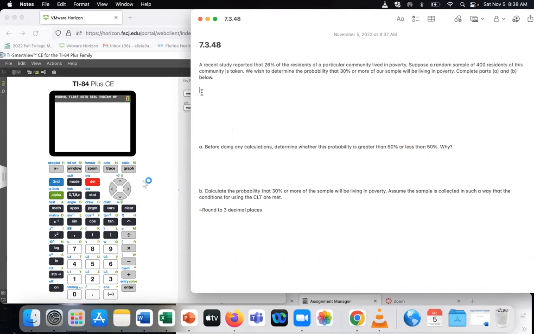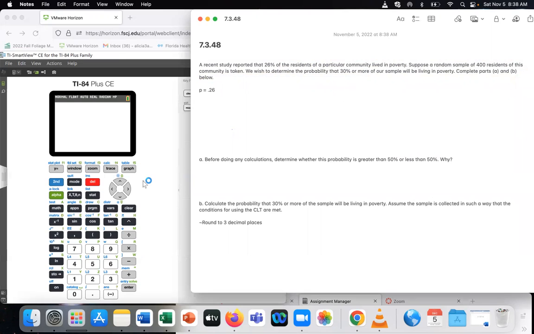All right, so up here, we need to find a few things. We need our p-value, that parameter proportion value that is accepted or given for the parameter in this case. It's 26%, so 0.26, and it's the entire residents of the community that live in poverty. So 26%. Now we're taking a random sample, so that's going to be important for part A.